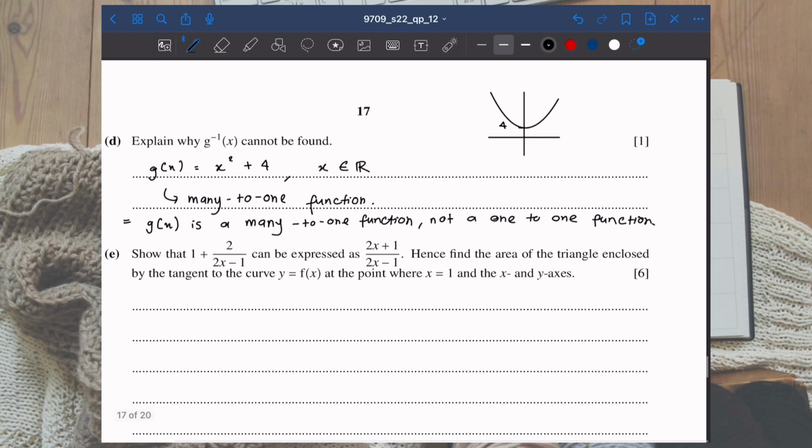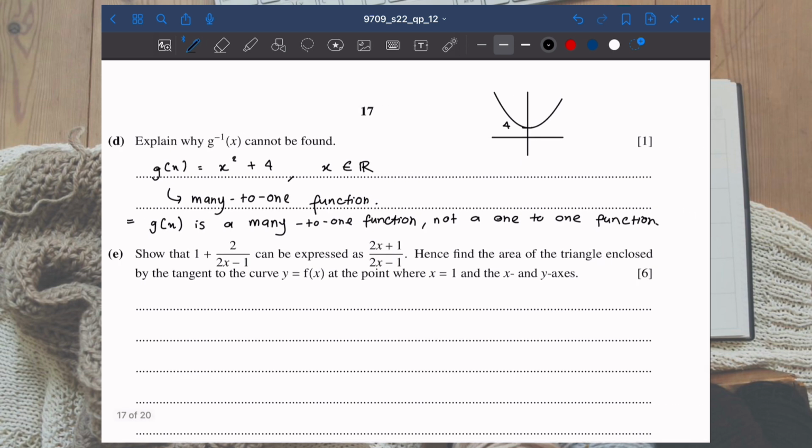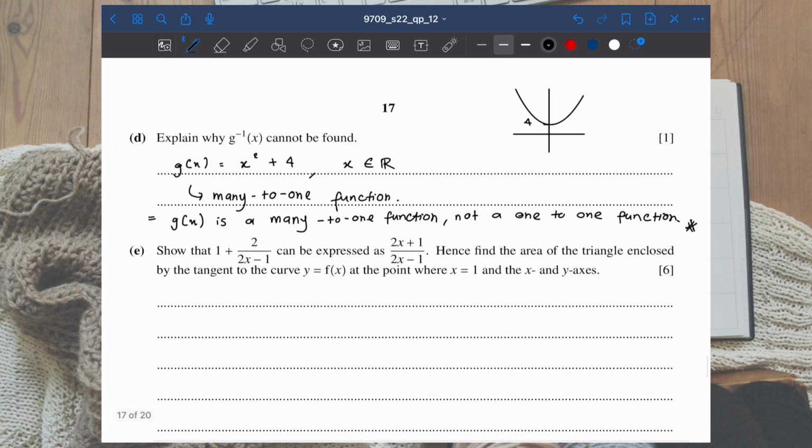Hence why inverse g of x cannot be found. So that will be your explanation for part D.